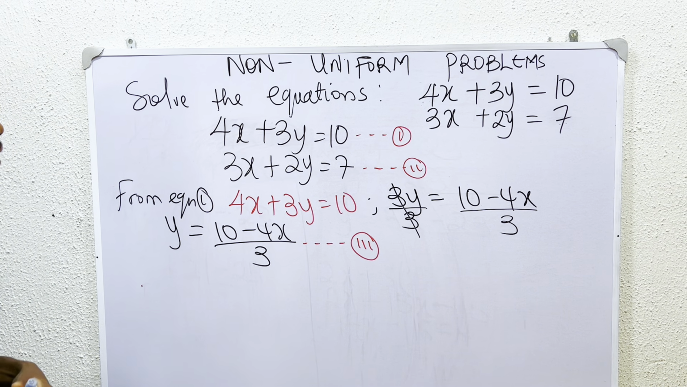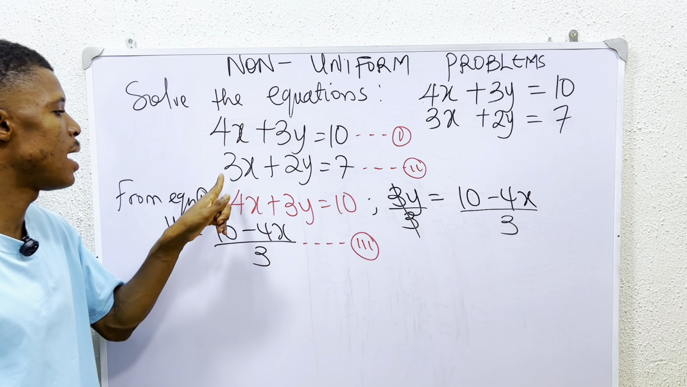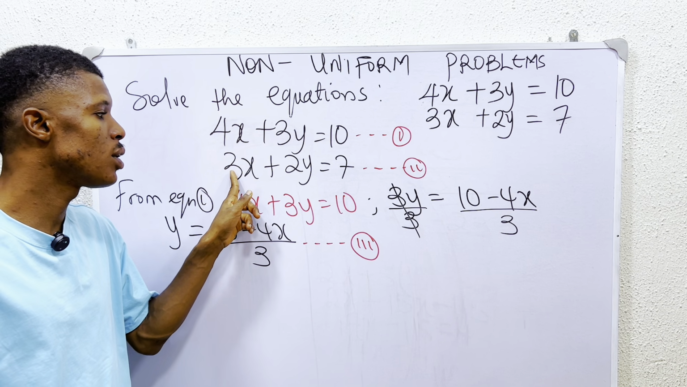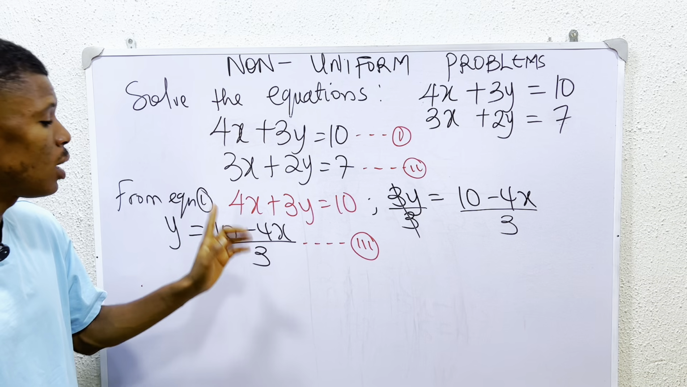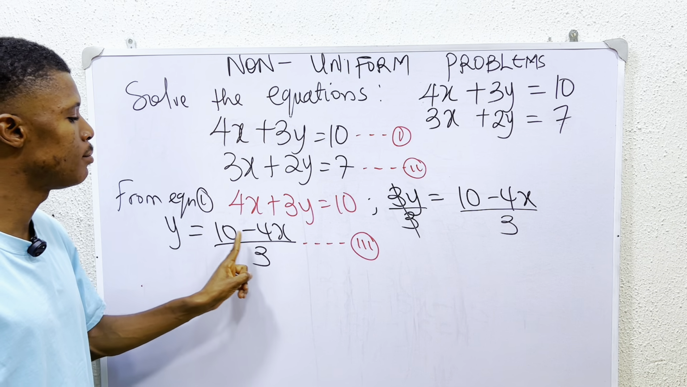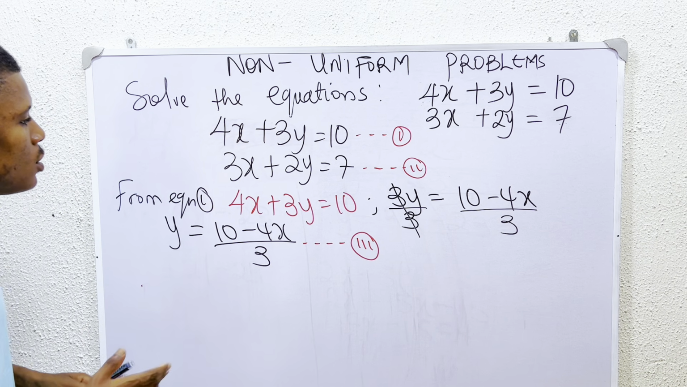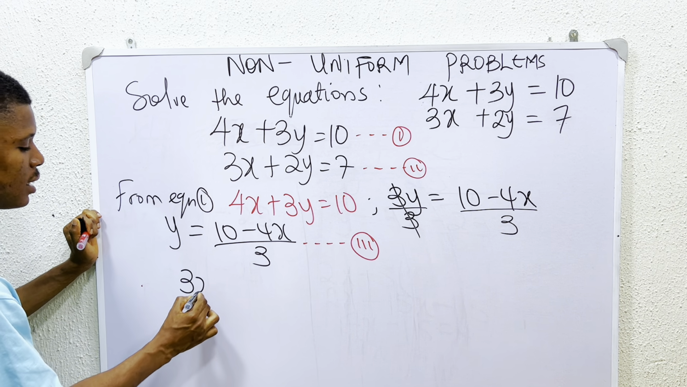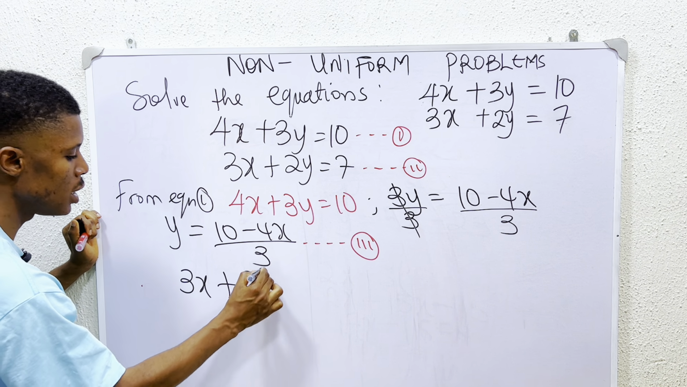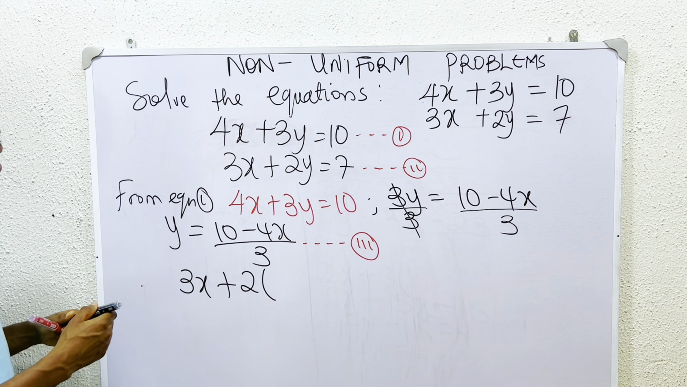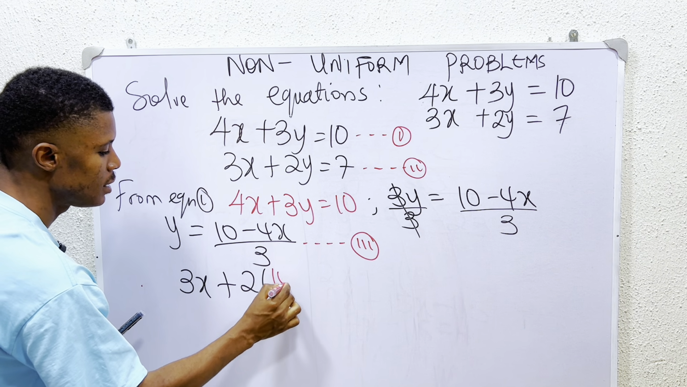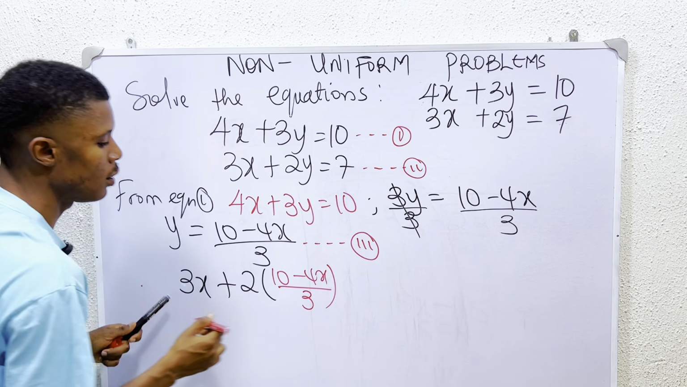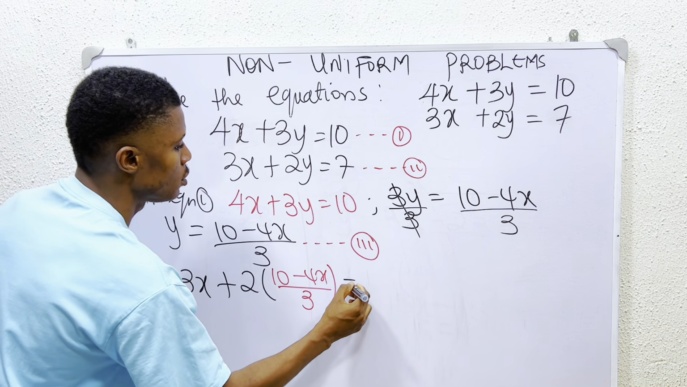The next thing we have to do is to use equation 3 and substitute it in equation 2. We've already used equation 1, so we go to equation 2. Anywhere we see y, we are going to put (10 minus 4x) over 3. So let's do that together. From that equation, we have 3x plus 2 into, instead of writing y, I'll now write (10 minus 4x) over 3. And that's equal to 7.